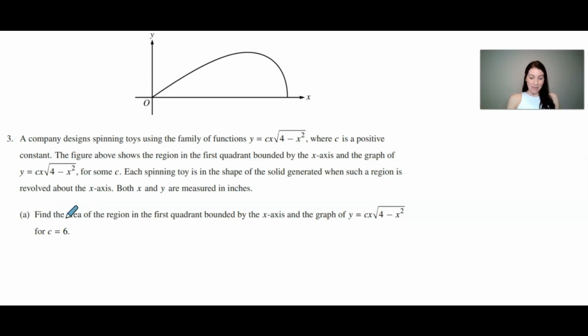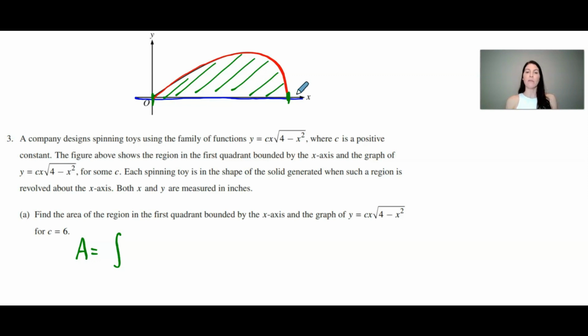Part A reads, find the area of the region in the first quadrant bounded by the x-axis, which is right here, and the graph of this curve when c equals 6. So we are looking for the region bounded between those two, which is going to be this green region right here. Finding the area of that region involves taking an integral from this intersection point to this intersection point. So that's going to be my first part of this problem, finding where these two functions intersect.